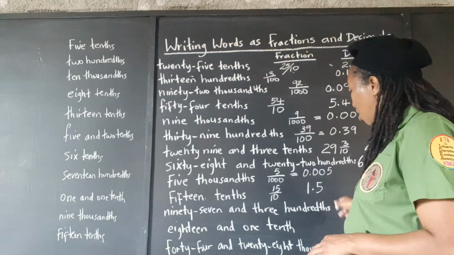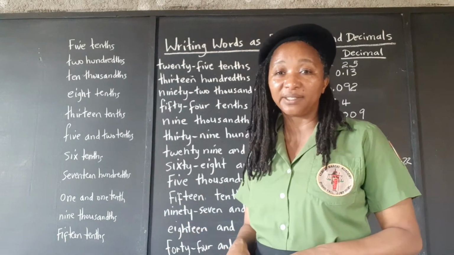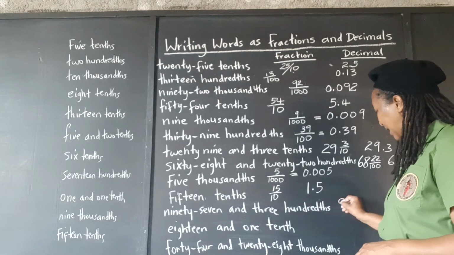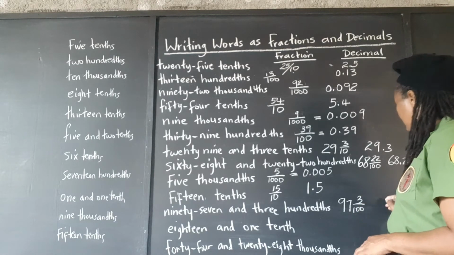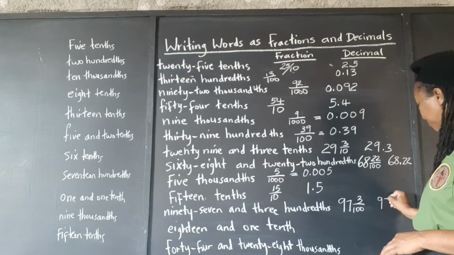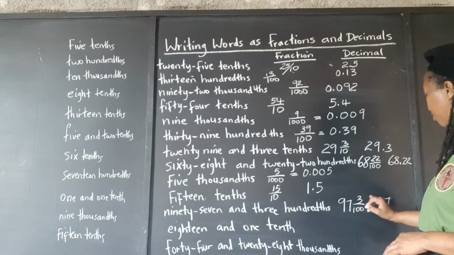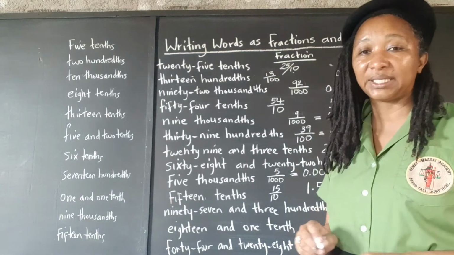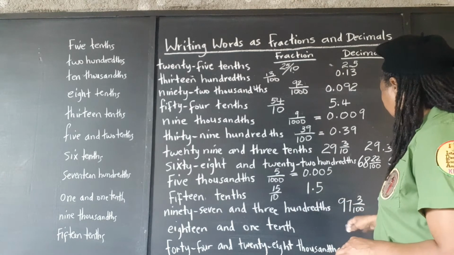97 and 3 hundredths. So the 97 is the whole number part of it. 3 hundredths is the decimal or fraction part. 97, 3 hundredths. So we have our 97. Three hundredths, so we have two decimal places, right?